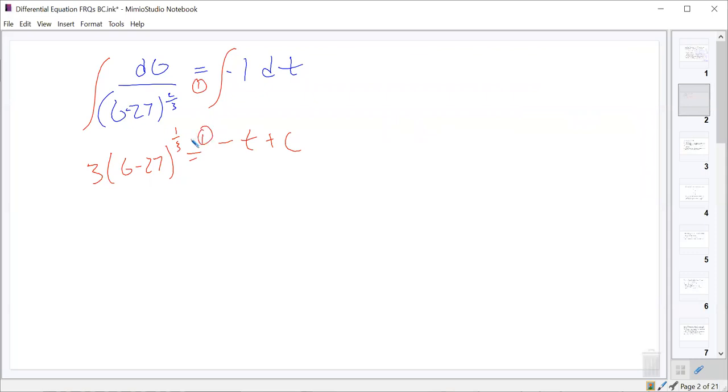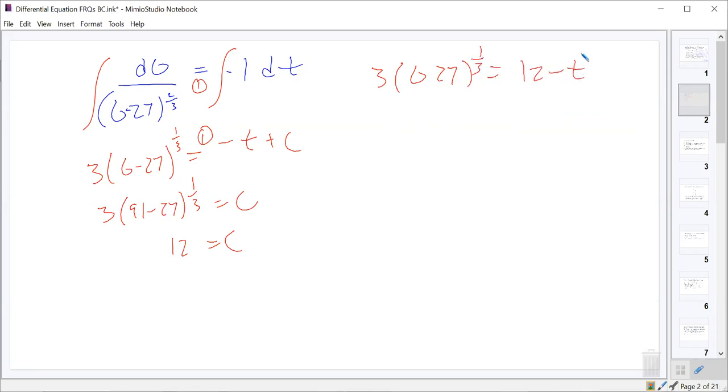Then plugging in your initial condition, which was 91, right? I think when t equals 0, the temperature was 91. 91 minus 27 is 64. Cube root of 64 is 4, times your 3 is 12. So you get a constant of 12. Everybody good with that? Put in your constant. If you used your initial condition to solve for your constant, that was worth another point. Then solving it for g was worth a 4th point for this one.